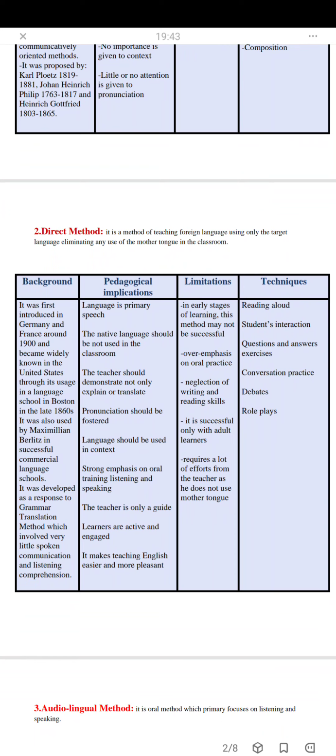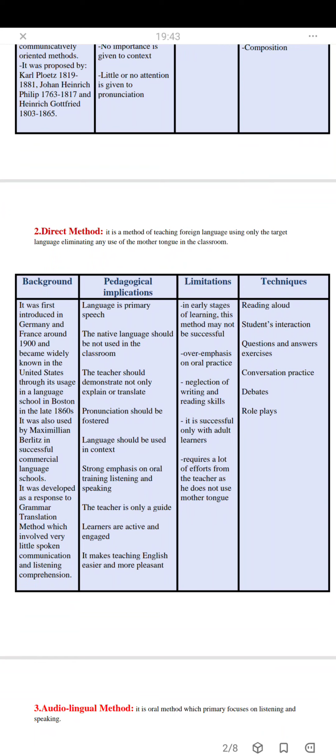The teacher is only a guide, so the role of the teacher here is only a facilitator of knowledge. Learners are active and engaged. It makes teaching English easier and more pleasant.